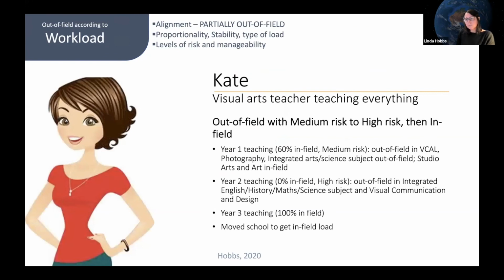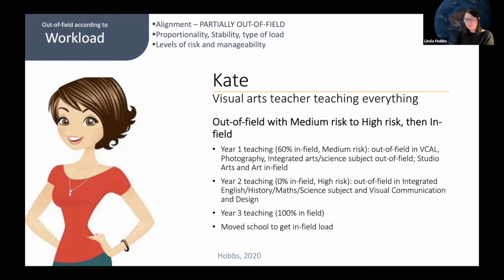Out of field by teaching workload or their teaching allocation refers to the amount and stability of an out of field load. So this recognises that a teacher will teach multiple subjects at any one time, probably. So according to their teaching load, how much is in field and out of field? This definition introduces levels of risk and manageability. So how manageable is the load and what risks are introduced because of it? Out of field, according to workload, recognises that a small proportion and stable amount of out of field teaching will have less risk than a high proportion and unstable out of field load.